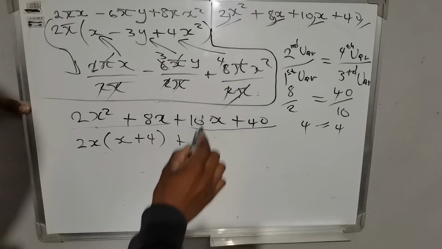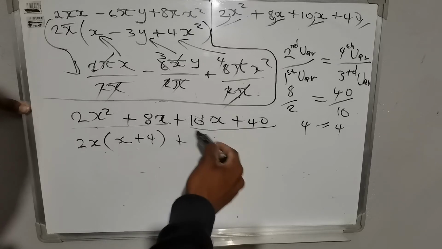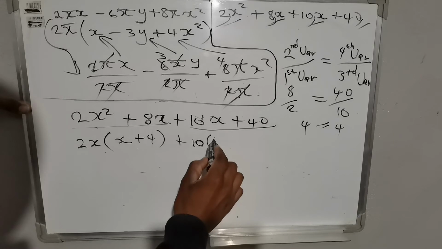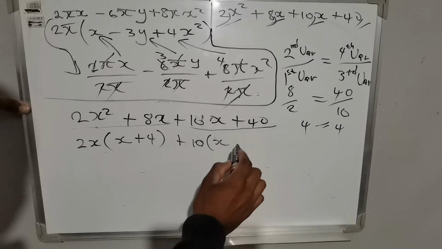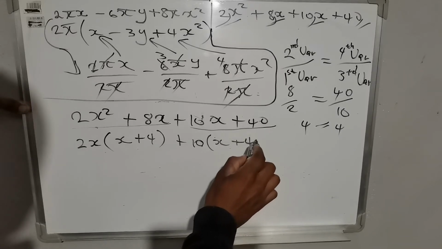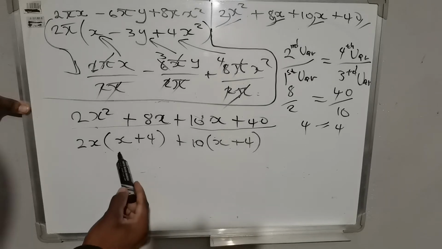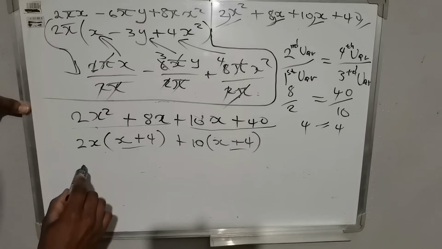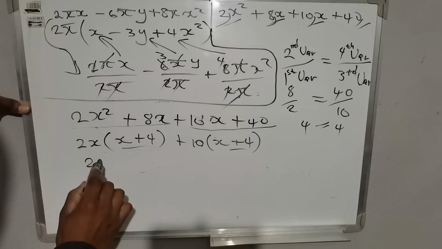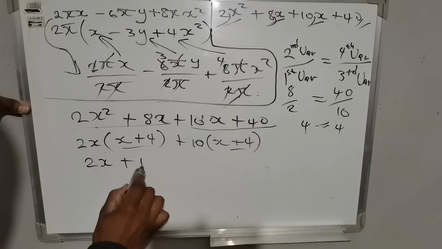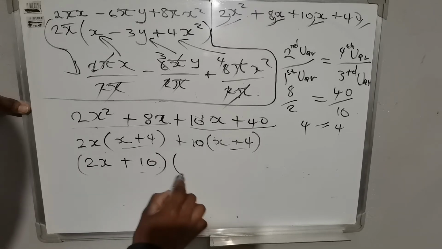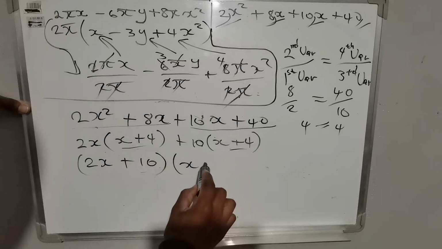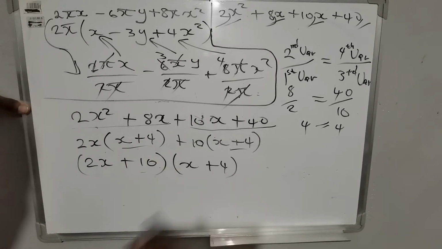We come to this one. We take out 10, and we will be left with x, and we will be left with 4 there. Once you see this, you know that you have won, because you will now take 2x plus 10, multiply that by x plus 4.